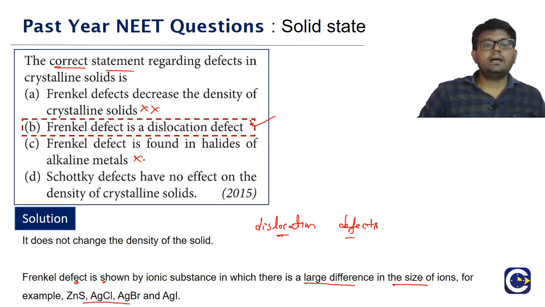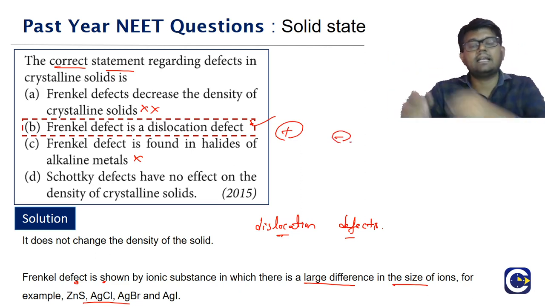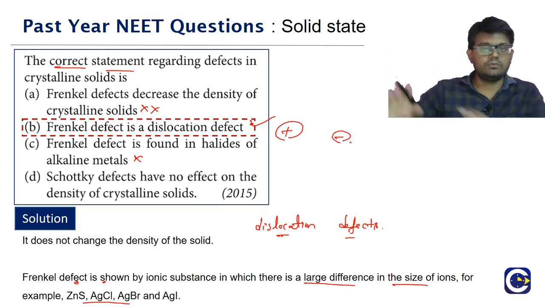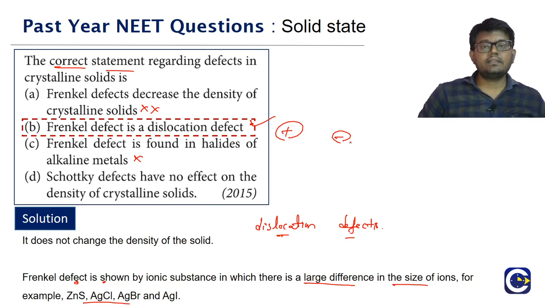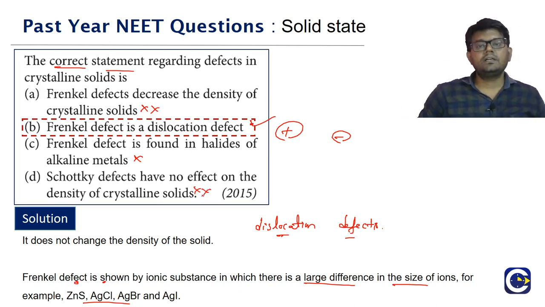And Schottky defects have no effect on the density of crystalline solids. Schottky defect is basically the defect where an equal number of cations and anions are missing from their lattice places. They completely miss out. And as a result, the density of the substance is going to decrease. So this is also incorrect. Schottky defect has an effect on the density. It will decrease the density of the solid.